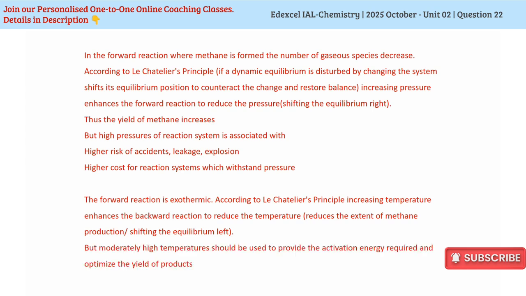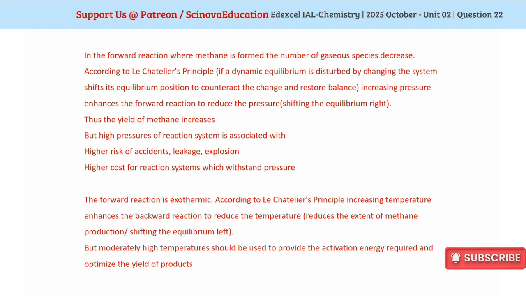But in this system, to keep up the rate of production of methane at an optimum level, a moderately high temperature should be used, because we have to provide the activation energy required for the gaseous species, gaseous molecules, to react. Therefore, moderately high temperatures should be used. Too much temperature can shift the equilibrium backward to the left and cause a reduction in the extent of methane production.